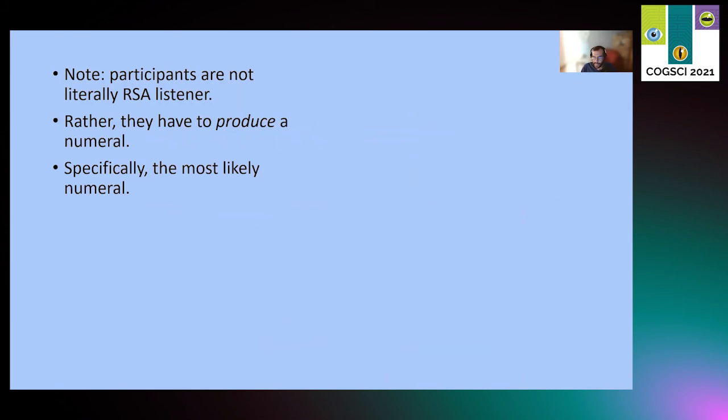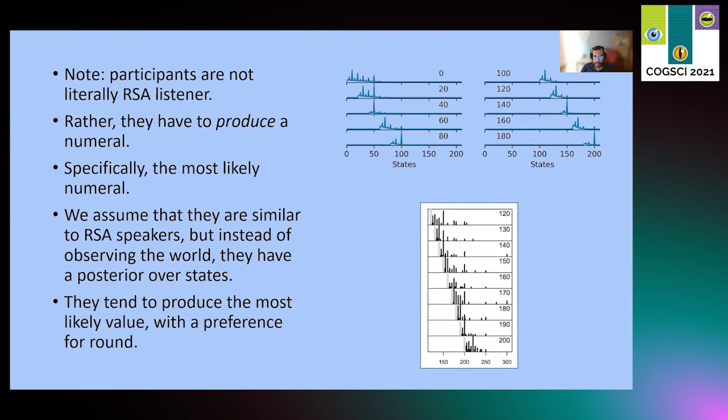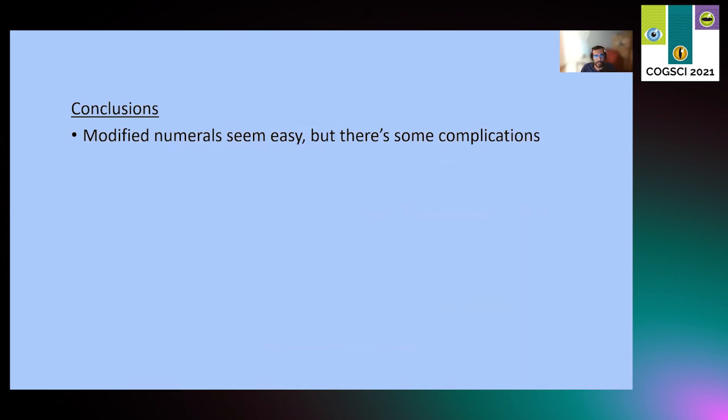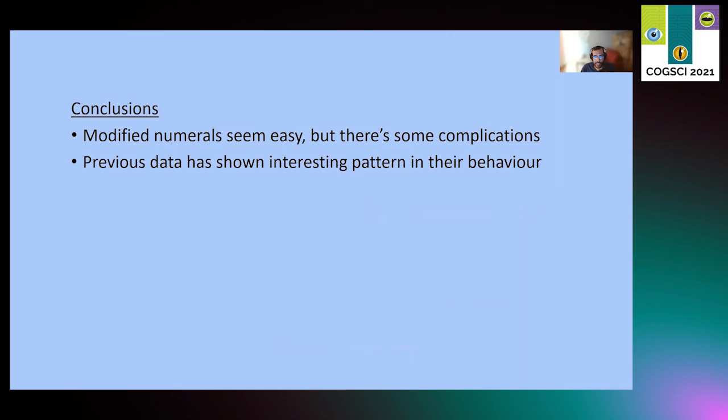And then here there's some stuff that I'm going to skip because there is no time. But the conclusions are: modified numerals seem easy, but there are some complications. Previous data has shown interesting patterns in their behavior, and a simple RSA model can model various aspects of the data. Thank you.